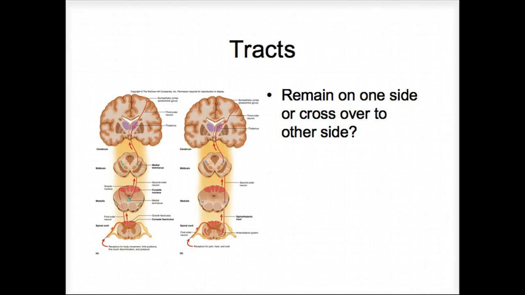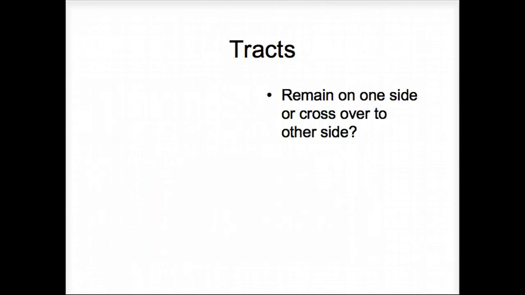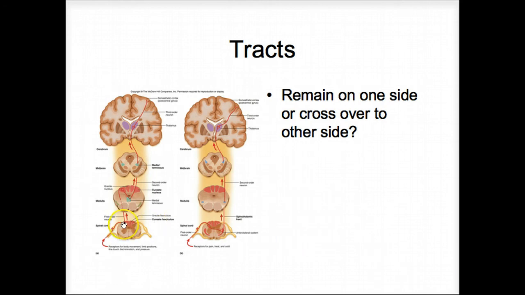And the other question we want to answer is, do these tracts remain on one side of the central nervous system, or do they cross over to the other side? Well, here we see two different sensory tracts. Remember, looking at the previous slide back here, fine touch, pressure, and proprioception are being carried in this posterior part of the spinal cord. Okay, so you can follow, again, these are cross sections here of the spinal cord and the brainstem, and then we have this frontal section of the brain.